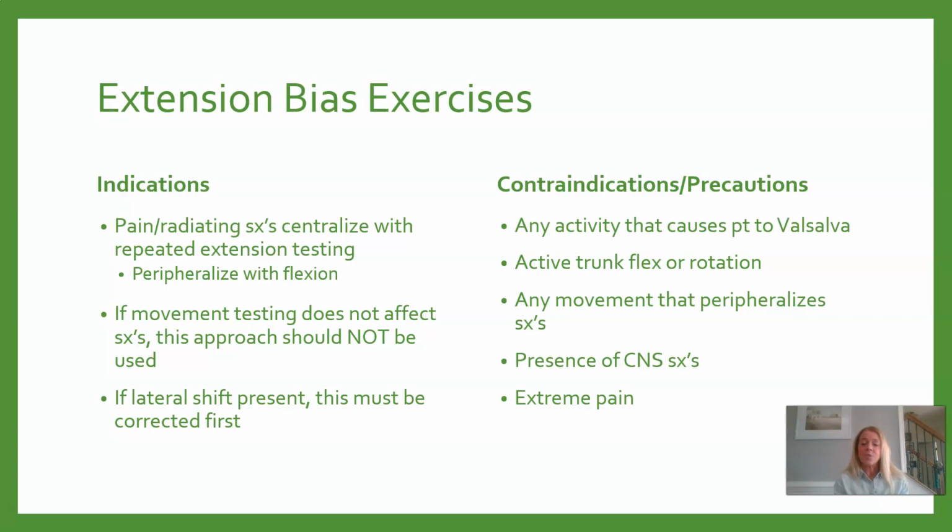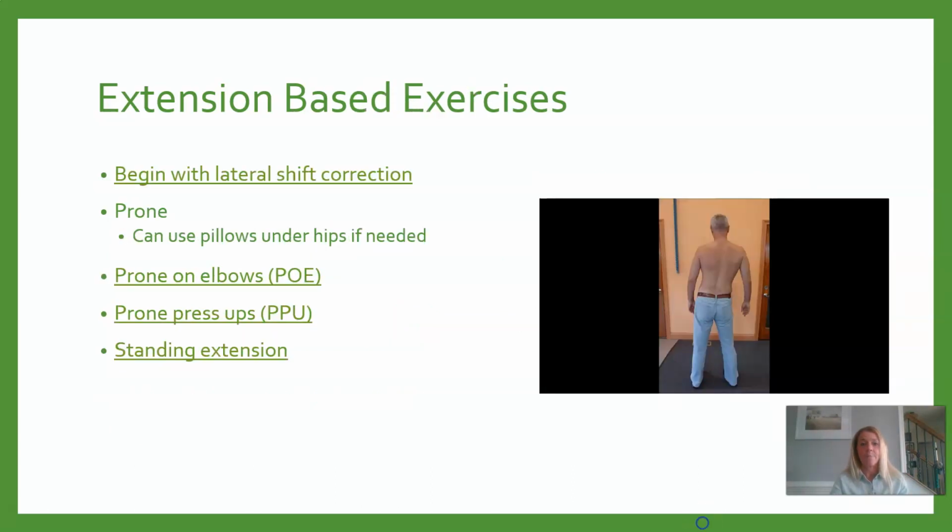Or any movement. So if there's anything that peripheralizes their symptoms, they should avoid that movement or that position. If they have central nervous system symptoms, like I said, cervical myelopathy or loss of bowel and bladder, then again, they need to be further evaluated by their physician. Or if they have extreme pain and they're not responding to this, we want to try something else with them. So here are examples of extension-based or extension-biased exercise. We do call them both things.